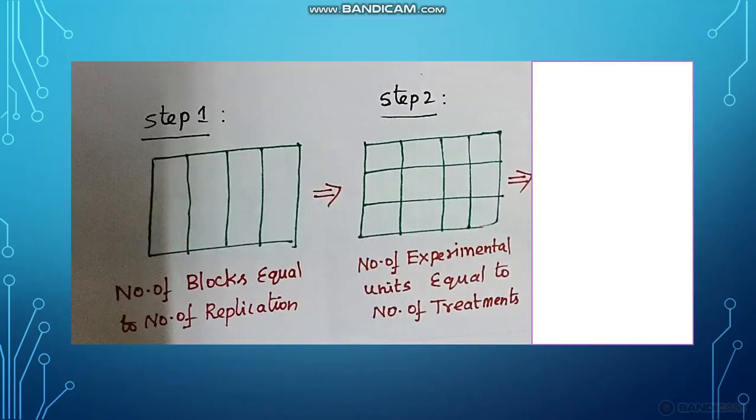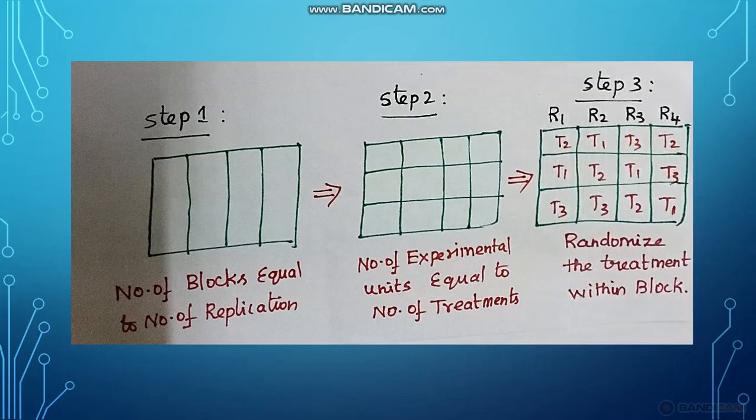So I am dividing each block into 3 units. The number of units should be equal to the number of treatments. See here, we are having 4 blocks, that is 4 replications, and in each replication we are having 3 treatments, that is 3 experimental units. So we want to randomize the treatment within each block.